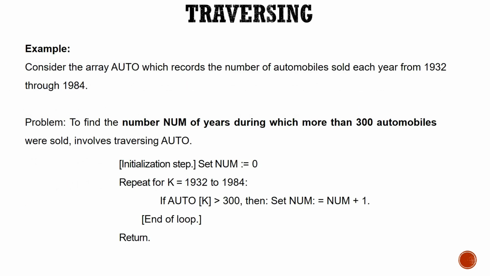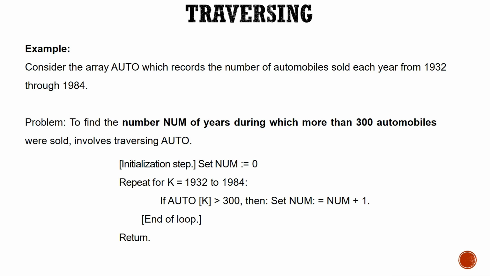Let us consider one example over here. Suppose there is a variable called auto, which is an array, which is having a record of number of automobiles sold in each year from the year 1932 to 1984. So what is our lower bound over here? Lower bound is 1932. What is our upper bound? Upper bound is 1984.